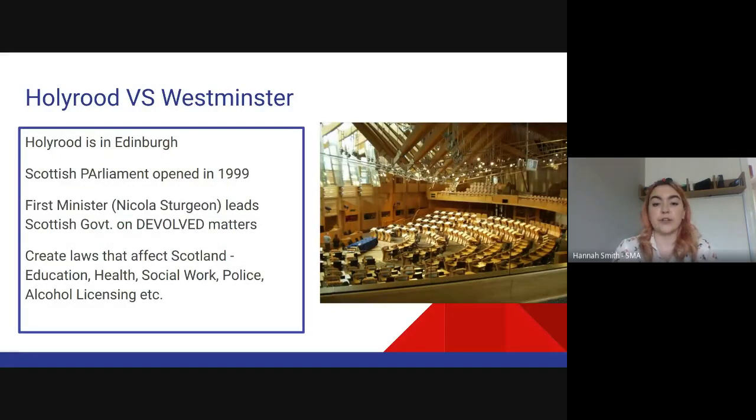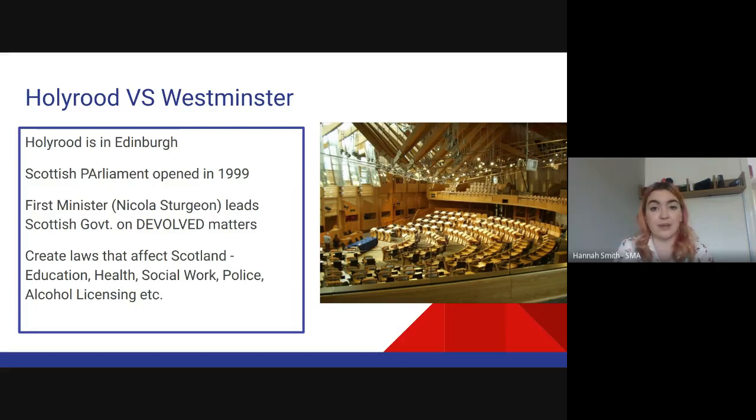So, Holyrood versus Westminster. If you don't know, or as a recap, Holyrood is the fancy name of the Scottish Parliament. It is based in Edinburgh. It has only been there since 1999, so it's just turned 20 years old. The current First Minister is Nicola Sturgeon. It's her job to lead the Scottish government.